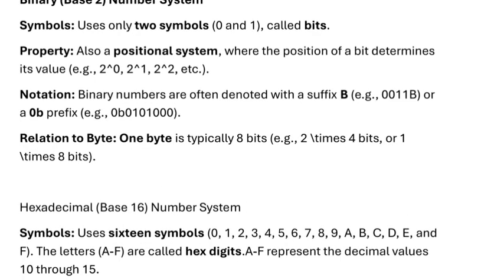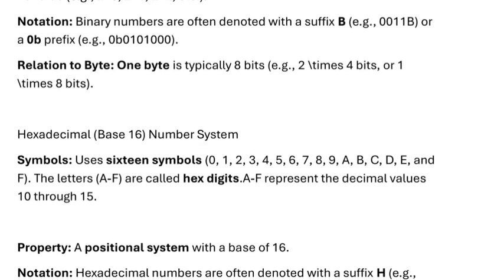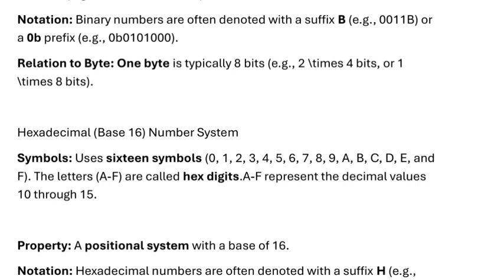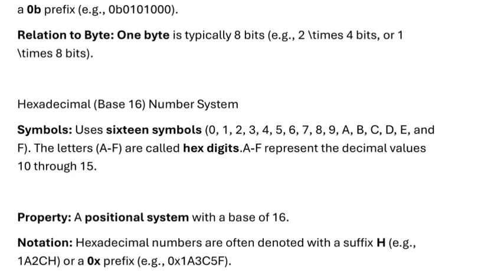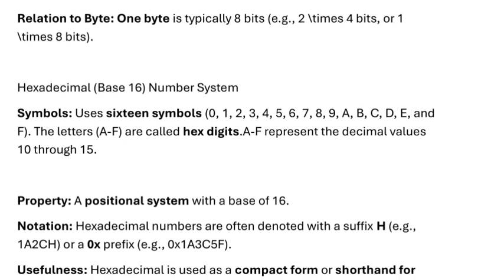Property: also a positional system, where the position of a bit determines its value, e.g., 2^0, 2^1, 2^2, etc. Notation: binary numbers are often denoted with a suffix b, e.g., 0011b, or a 0b prefix, e.g., 0b01010000. Relation to byte: 1 byte is typically 8 bits, e.g., 2 times 4 bits, or 1 times 8 bits.